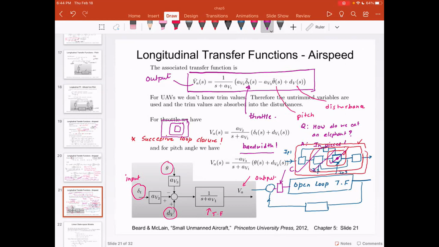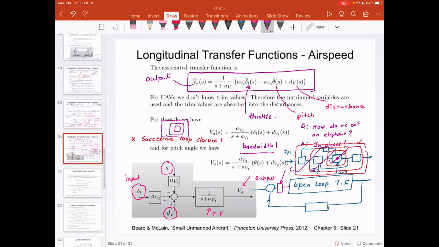So we will talk about the successive loop closure. But if you look at the dynamics of unmanned vehicles, not the super complicated vehicles used in aerobatic maneuvers, usually the successive loop closure technique is fairly successful. So you can actually use this successive loop closure to control the system quite accurately.